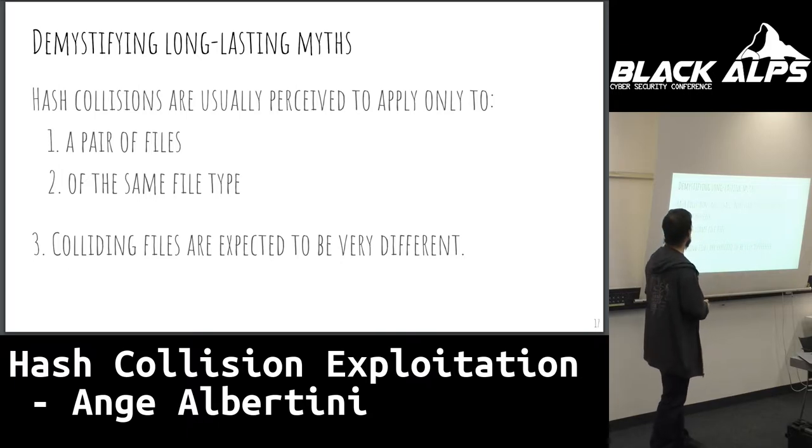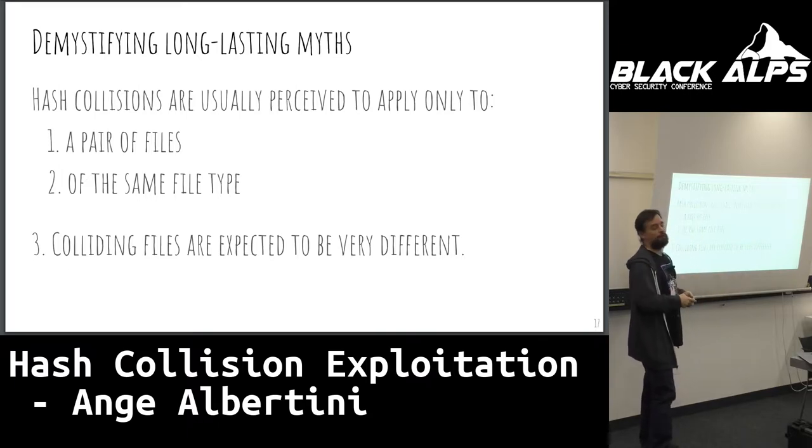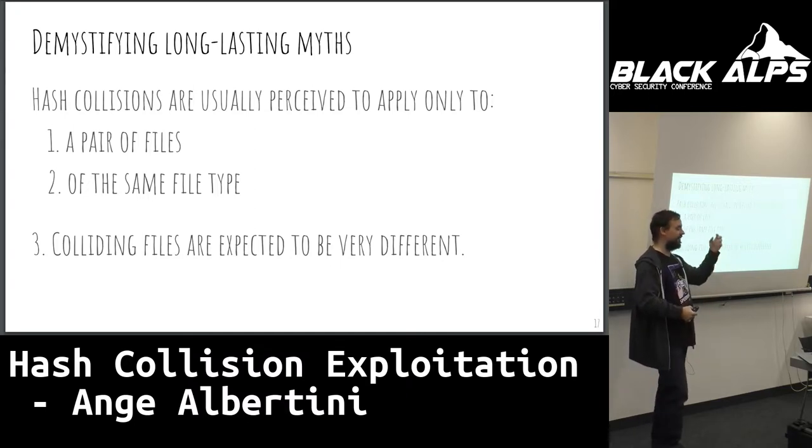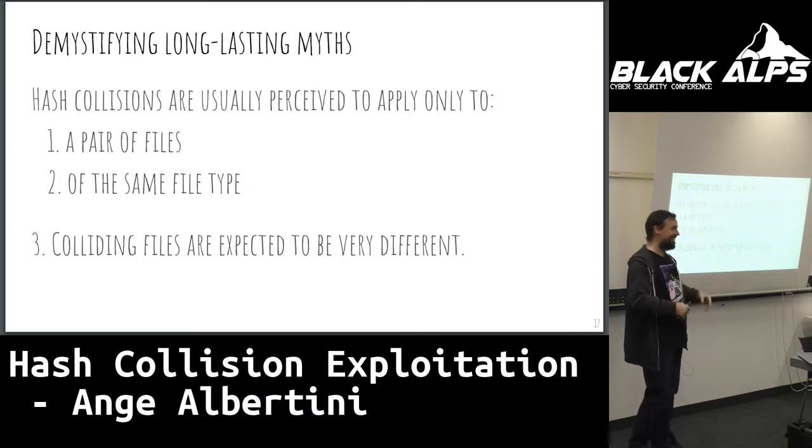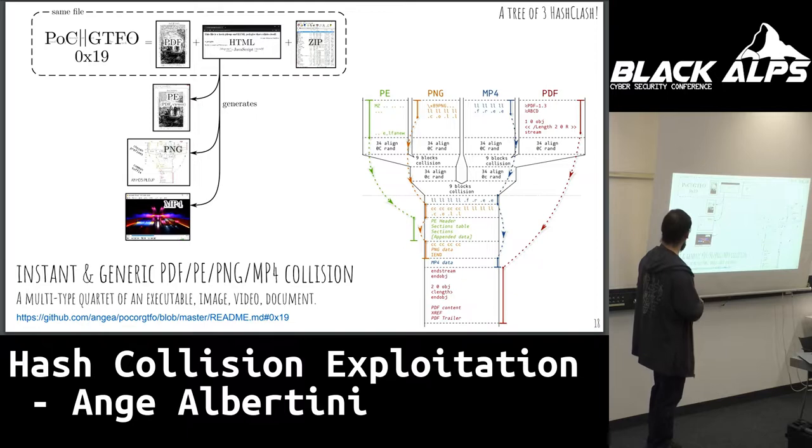Another myth is that when people compute collisions, they usually compute two files of the same file type, and the files are very different, because that's what people usually demonstrate. One of the first examples, when we released the SHA-1 colliding proof of concept, someone collided Donald Trump and Kim Jong-un with the hair of Kim Jong-un like this. So it's really very different, but it's wrong, and you can actually collide more than two files or files of different file types.